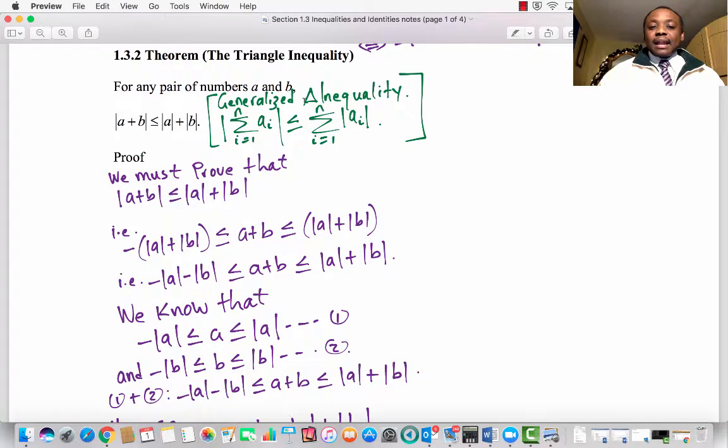Now, the generalized triangle inequality says the absolute value of the sum of a_i, i from 1 to n, is less than or equal to the sum of the absolute values. Okay? So the absolute value of the sum is less than or equal to the sum of the absolute values.